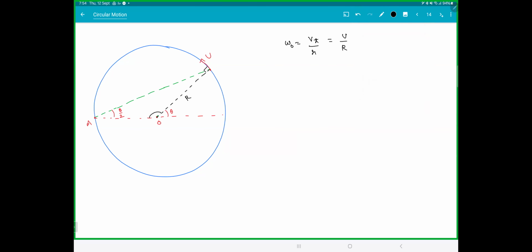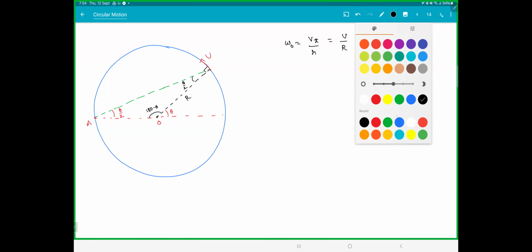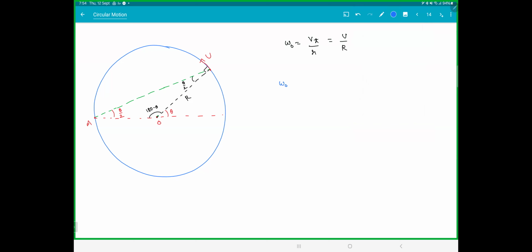If that is theta, this will be 180 minus theta, right? If that is theta by 2, this has to be theta by 2 because it's an isosceles triangle. Fair enough. Now, if you go back to omega of O, omega of O is nothing but d theta by dt, which is u by r. So if you ask omega of A, it will say, my angular velocity is d by dt of theta by 2, which is half of d theta by dt, which is u by 2r.